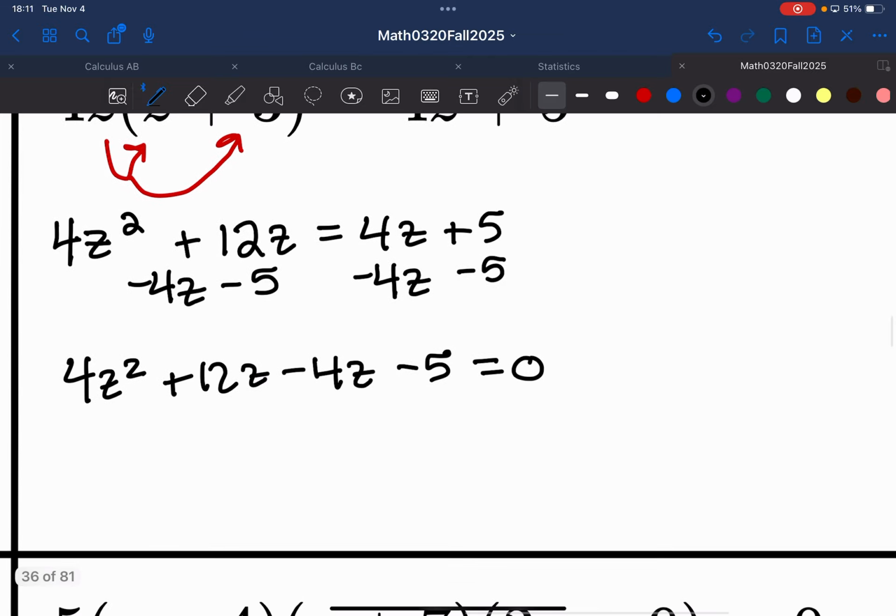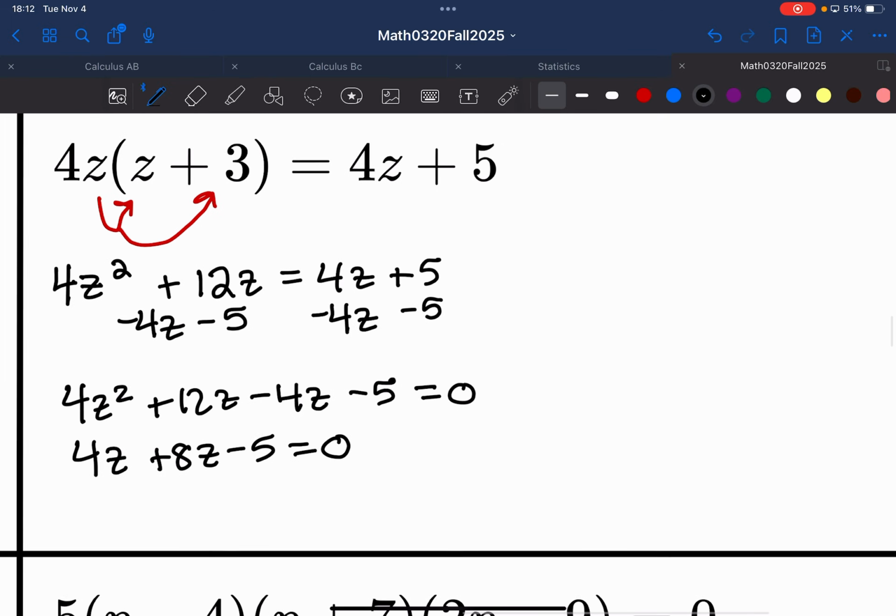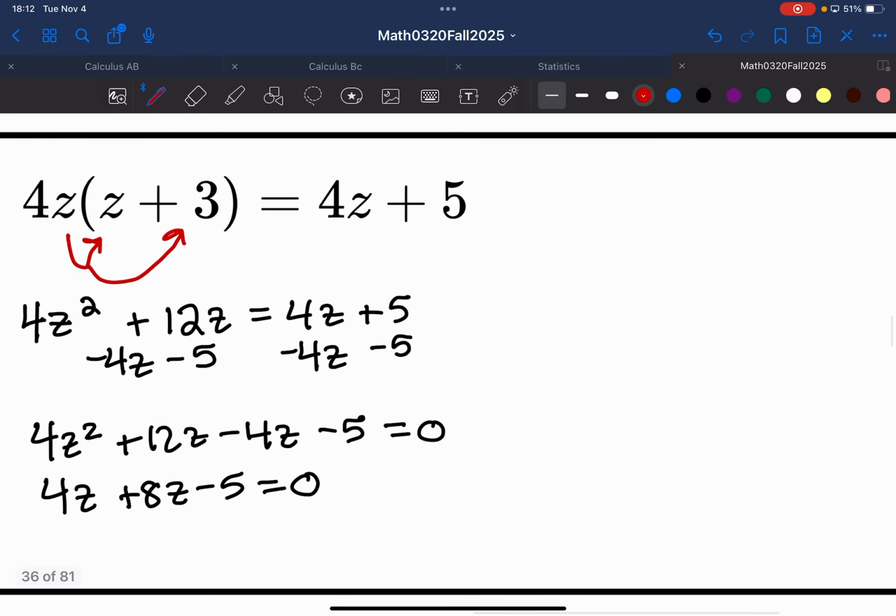Can we combine any terms? 12z, 4z. Good. 12z minus 4z gives us 8z. Okay, so now we have it in standard form, that standard quadratic form. So now we're going to factor. So in order to factor, we're going to do a times c, which would give us negative 20. Okay, so negative 20. And then we're trying to add to what b value? 8. Okay, anyone think of those numbers?